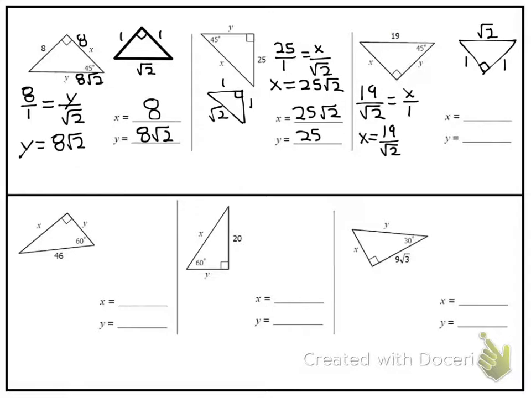One thing we do have to do though is simplify the radical. We have to rationalize the denominator because you can't leave a radical in the denominator. So to fix that, we multiply top and bottom by root 2, which gives us 19 root 2 over 2. That is our answer for x. And then since we said it is isosceles, that is our answer for y.